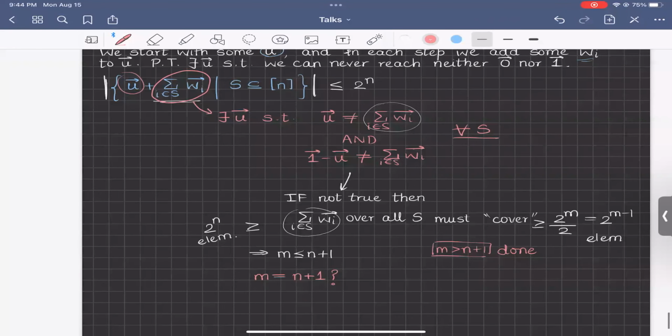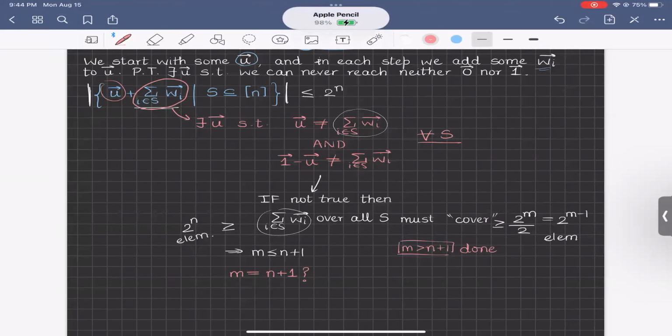Which is just, yeah, which is, wait no. I mean, that's not a contradiction.